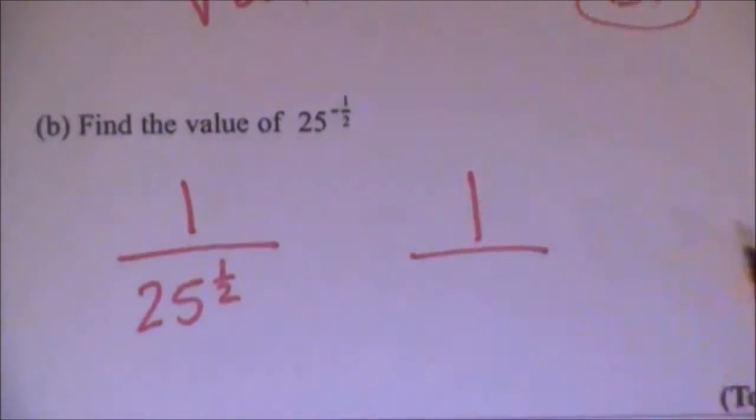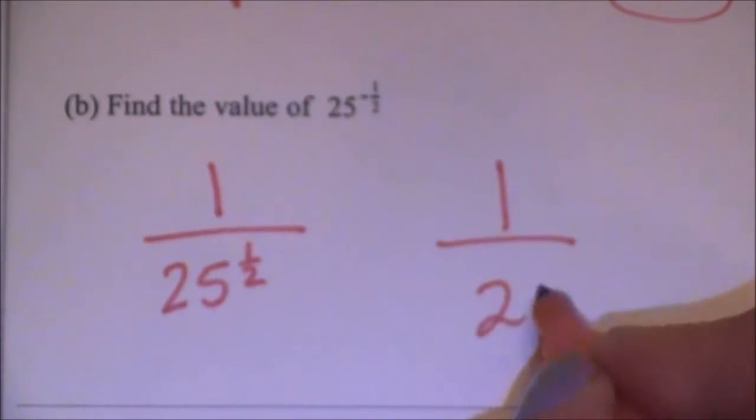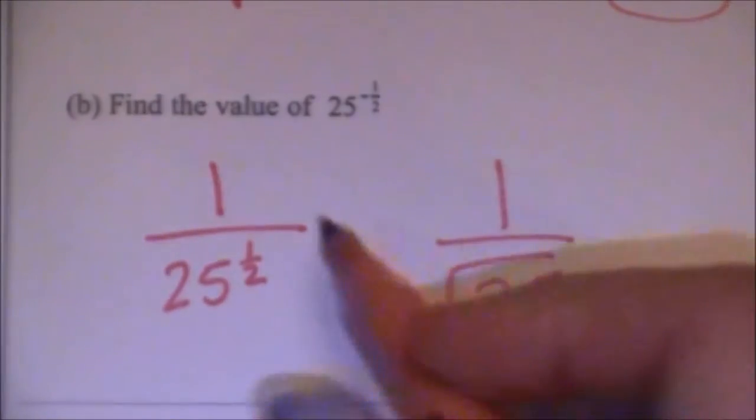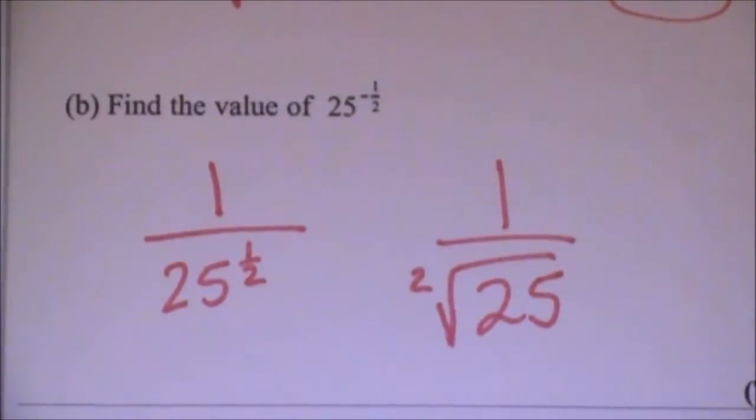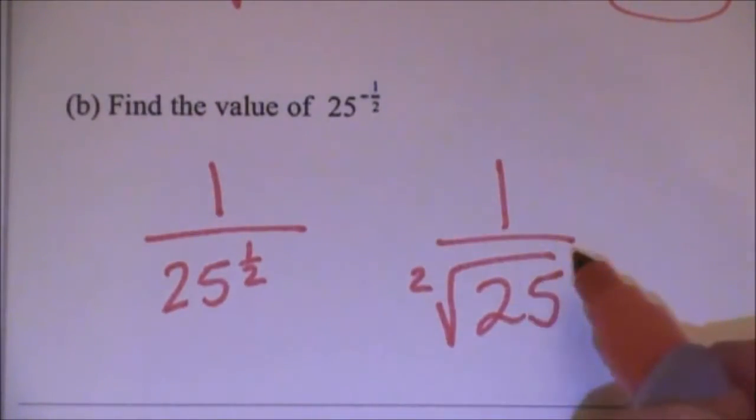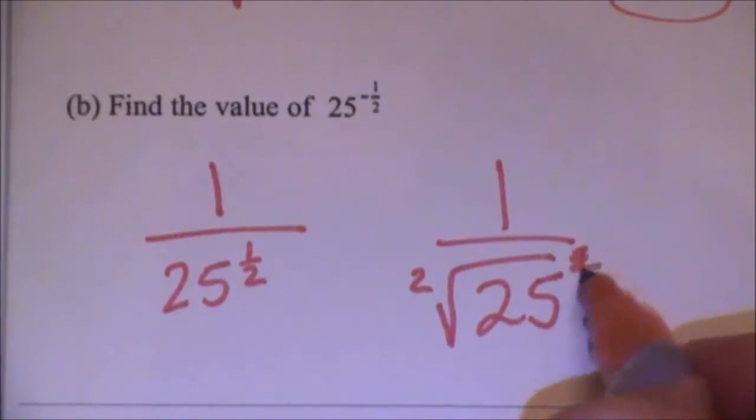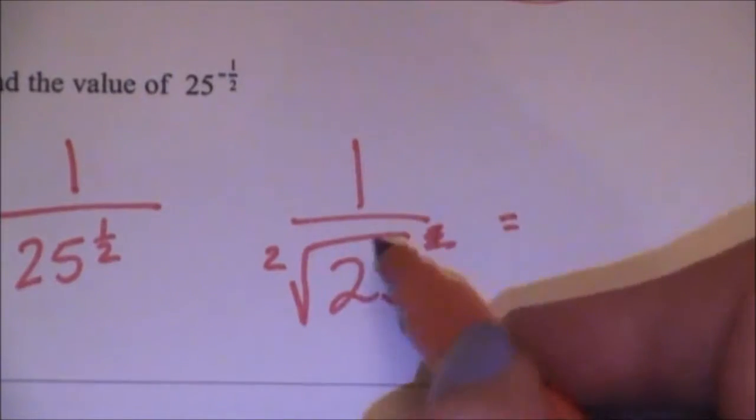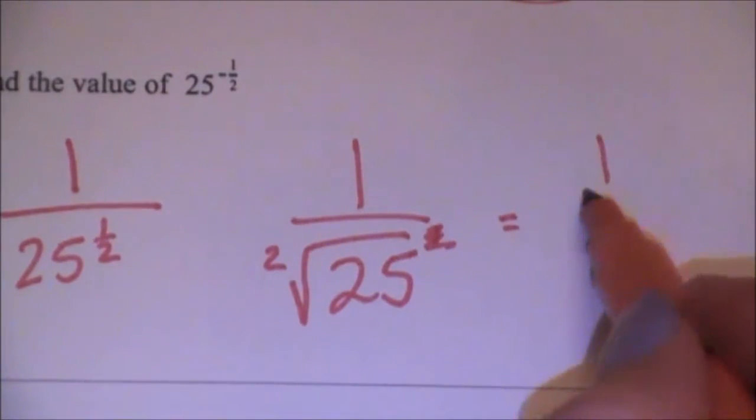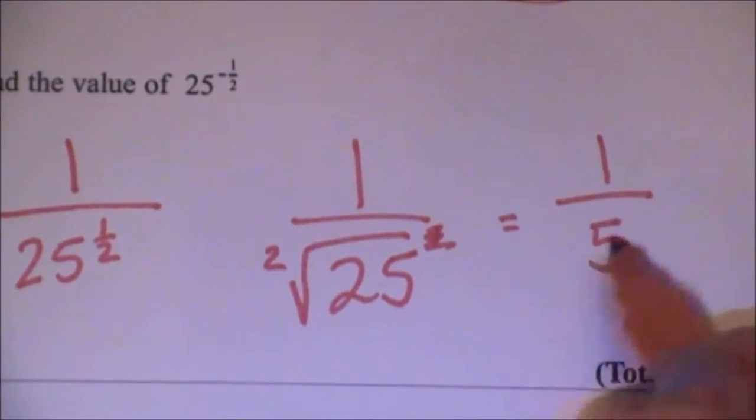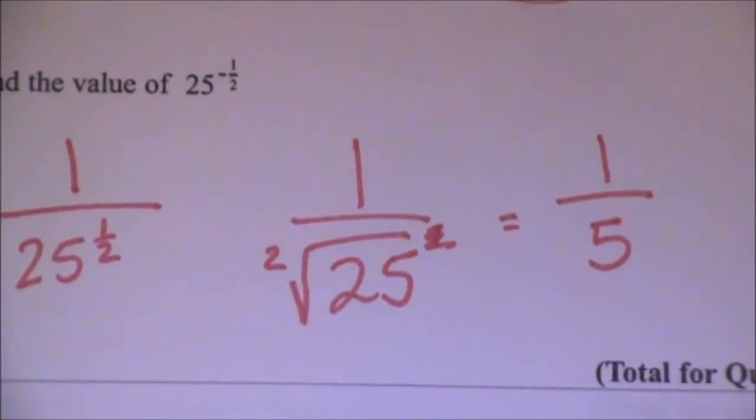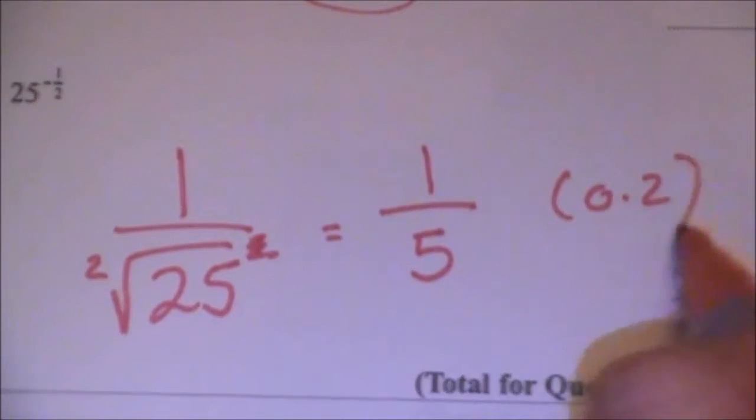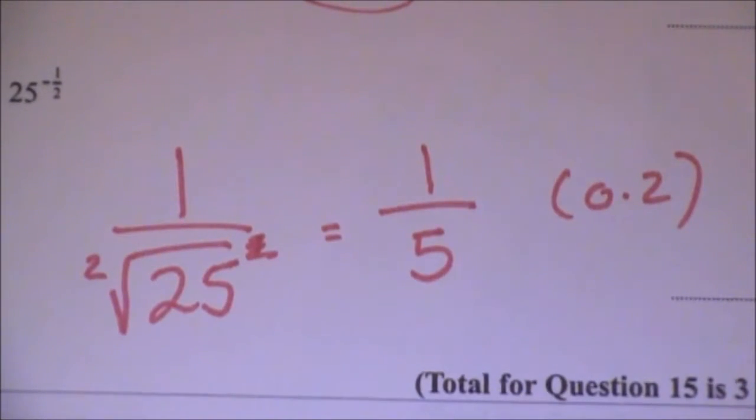And I know that 25 to the power of a half is my big number, 25, my root, which was the denominator, in this case the square root, and it would be raised to the power of 1, but that doesn't have an effect. So that means my answer is going to be 1 over the root of 25, and the square root of 25 is 5. So my answer is 1/5, or if you're a decimal kind of guy, it's 0.2.